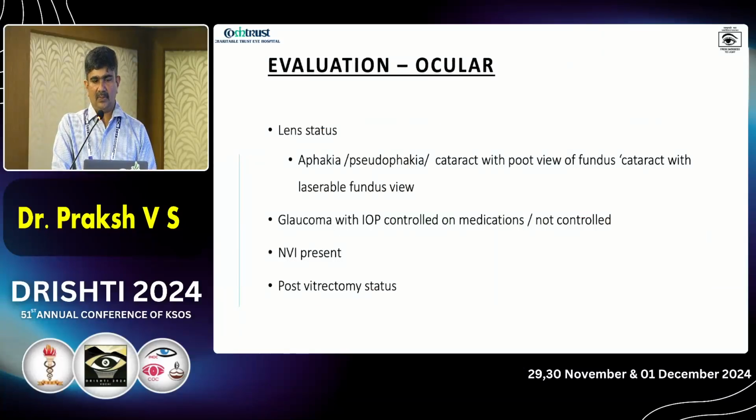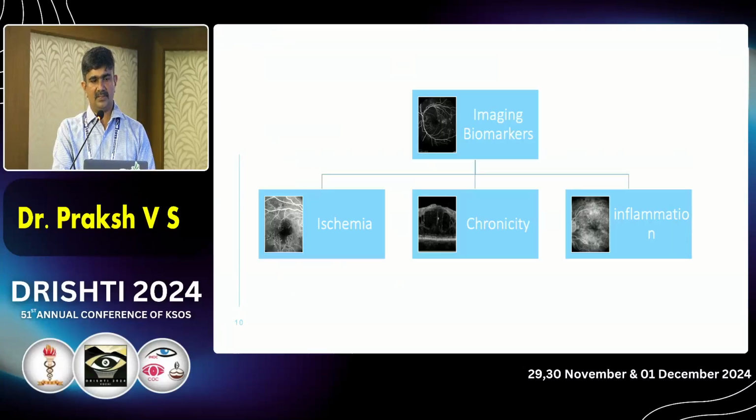And coming to the ocular evaluation, other than the diabetic retinopathy, what you have to look at is the lens status. Is the patient aphakic, pseudophakic, or is there a cataract with poor view of the fundus, or cataract with a laserable fundus view, or a treatable, OCT-doable fundus view? Is there a glaucoma? If it is present, is IOP controlled on medications or not controlled? Is there a rubeosis, or is it a post-vitrectomy status?